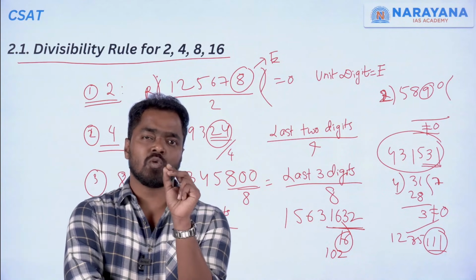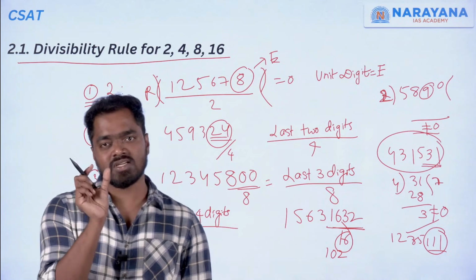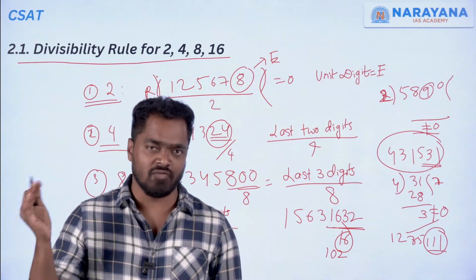What is the divisibility rule of 4? Take the last 2 digits. Check whether those 2 digits are divisible by 4 or not. If it is divisible, the whole number is divisible by 4.